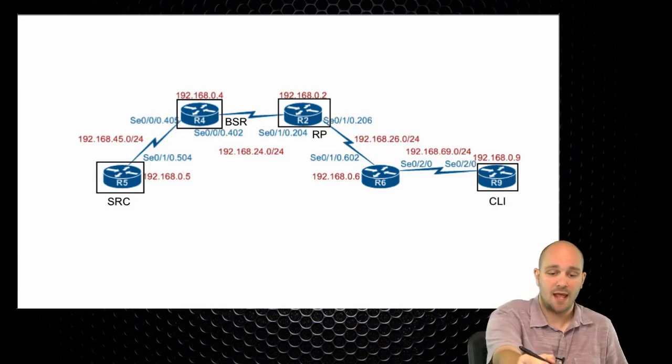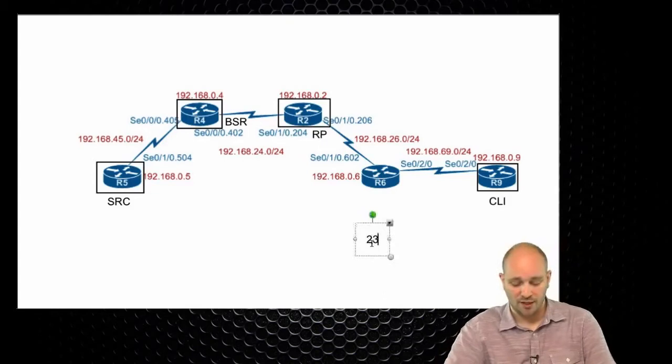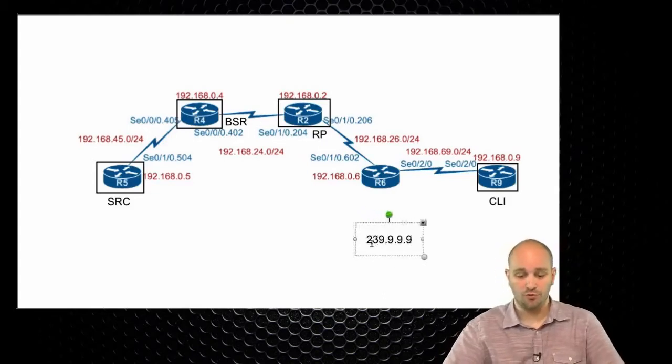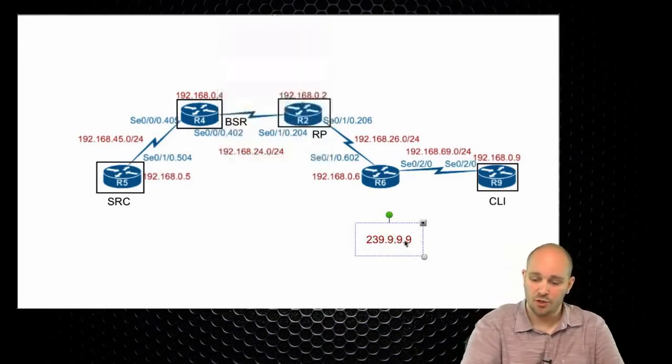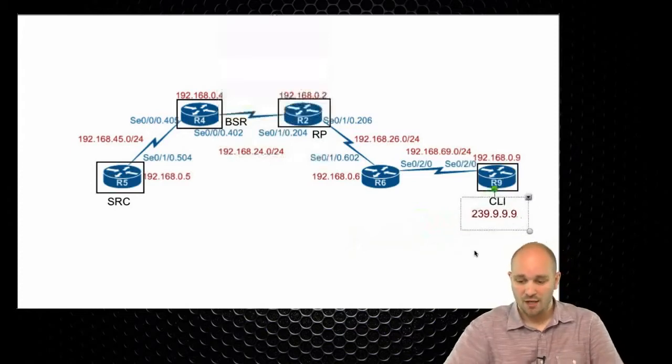and R9 is going to be our client. And on the client here, we are going to be joining the group. So we want to get the traffic sent to 239.999. So the goal is to get the traffic from the source to this group here. So let me just write this out in red here. R9 will be joining this group here. So this is the goal.